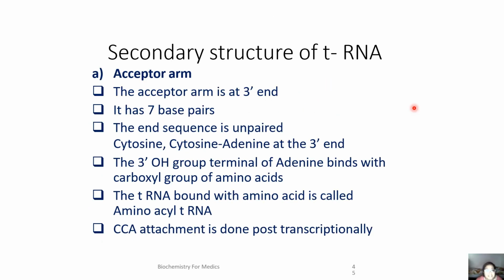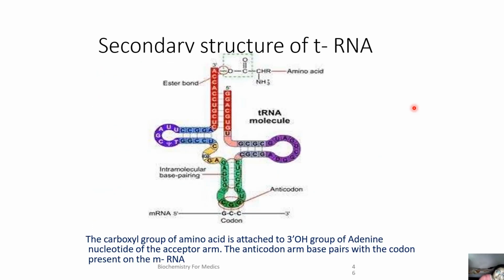Now, secondary structure of tRNA: the acceptor arm is at the 3' end. It has 7 base pairs. The sequence at the 3' end is CCA. The 3' OH group terminal of adenine binds with the carboxyl group of amino acids. The tRNA bound with an amino acid is called aminoacyl tRNA, and the CCA attachment is done post-transcriptionally. The carboxyl group of the amino acid is attached to the 3' OH group of the adenine nucleotide of the acceptor arm.